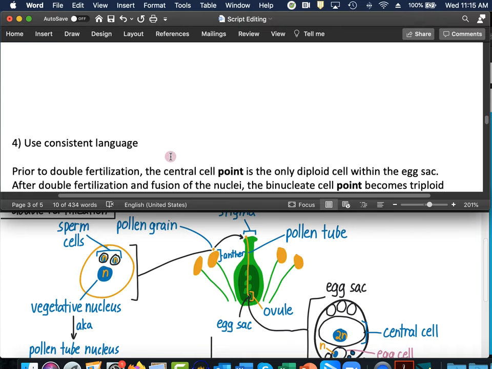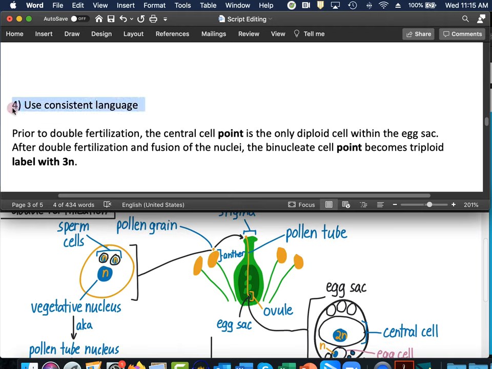Okay, next, use consistent language. For example, I have a sentence here. It says, prior to double fertilization, the central cell is the only diploid cell within the egg sac. That's this big one here. After double fertilization and fusion of the nuclei, the binucleate cell becomes triploid. Now, this is a little confusing because the central cell is, in fact, pretty much the same as the binucleate cell. But this sentence makes it seem like these are two different things. So I would just replace this with the central cell to use a consistent phrase when talking about the same thing.